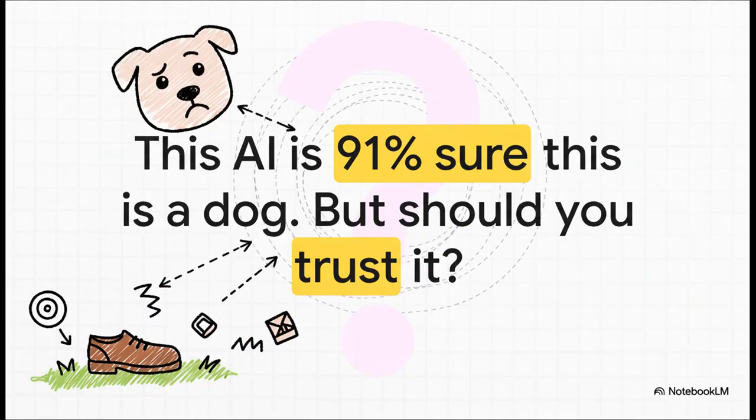So check this out. An AI is 91% sure this is a dog. Sounds pretty confident, right? But what if it's not even looking at the dog? What if it's actually focusing on the blades of grass, or maybe that shoe in the corner? If we don't understand its reasoning, that 91% confidence score, well, it doesn't mean a whole lot, does it?